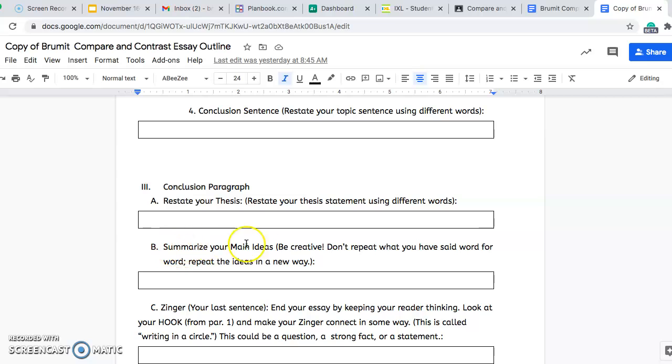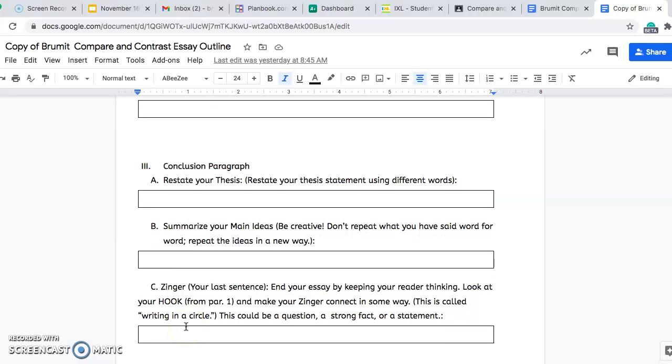Restate your thesis statement using different words for your conclusion. You're going to summarize your main points. Okay, so you are essentially going to be telling us what the similarities and differences are, but using different wording. Okay, so you don't want it to sound too repetitious, but you are going to be saying the same thing, just using different words.